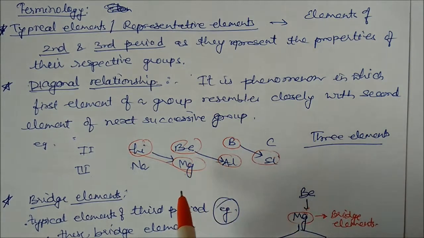So actually they have similar properties, and there are only 3 elements which show diagonal relationships.